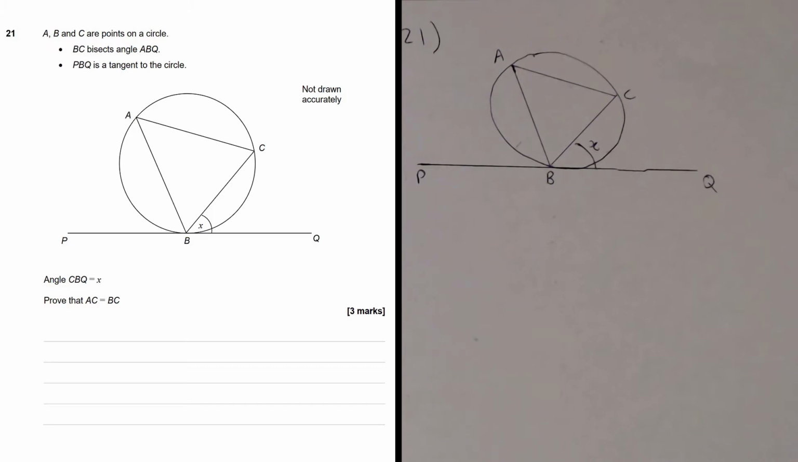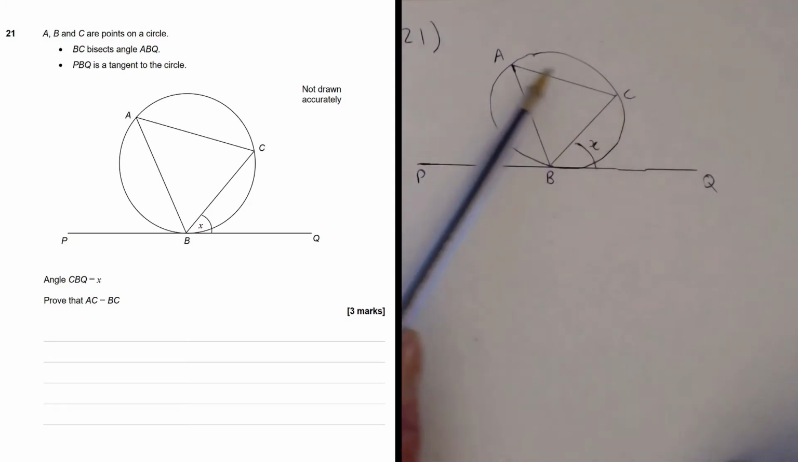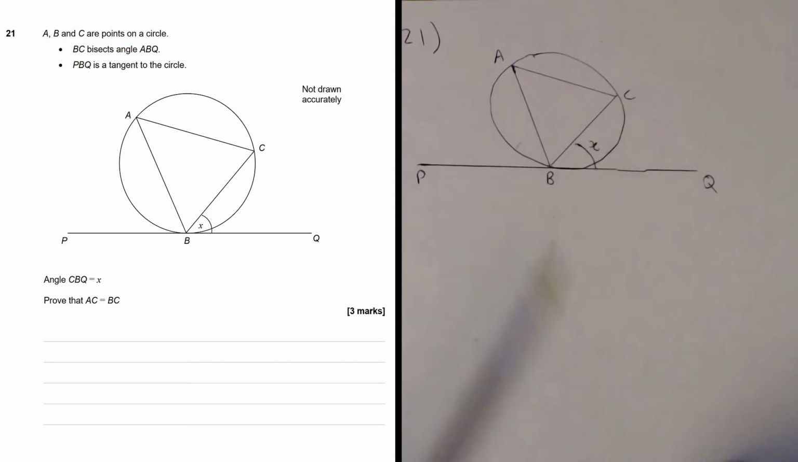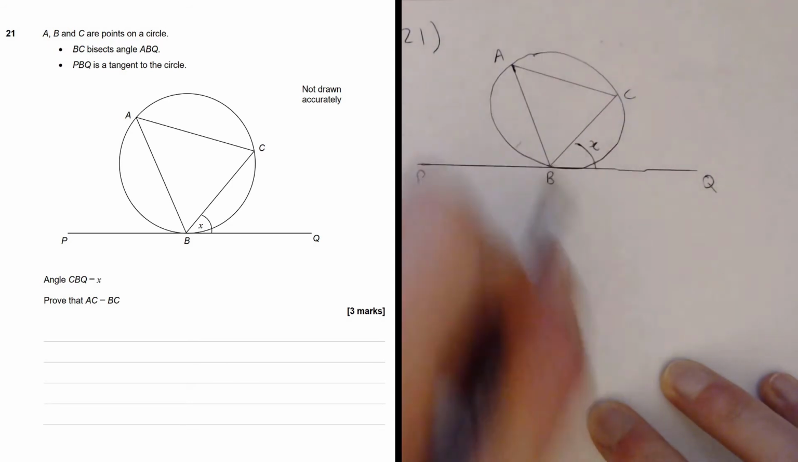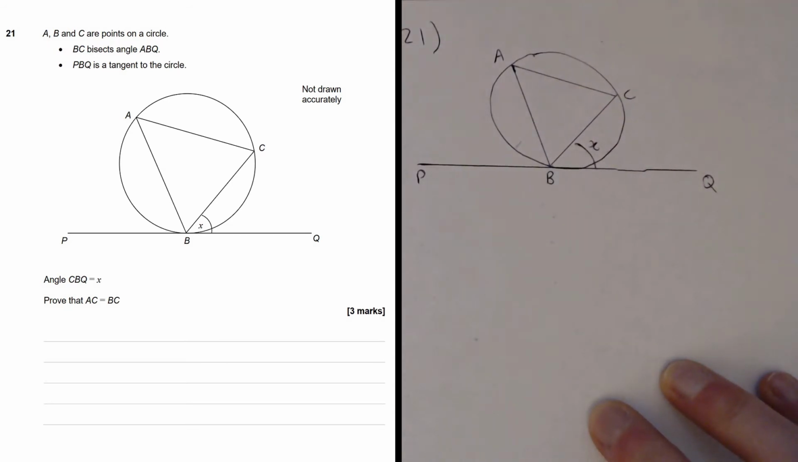In question 21, we are told that A, B and C are points on a circle. BC bisects angle ABQ, and PBQ is tangent to the circle. We are given that angle CBQ equals x, and we are asked to prove that AC equals BC. In other words, we need to show that the length of that line there is the same as that one here. This is one of these circle theorem type questions, and what we need to do is use the information we are given. So let's use the first bullet point. This says that BC, i.e. this line here, bisects angle ABQ.